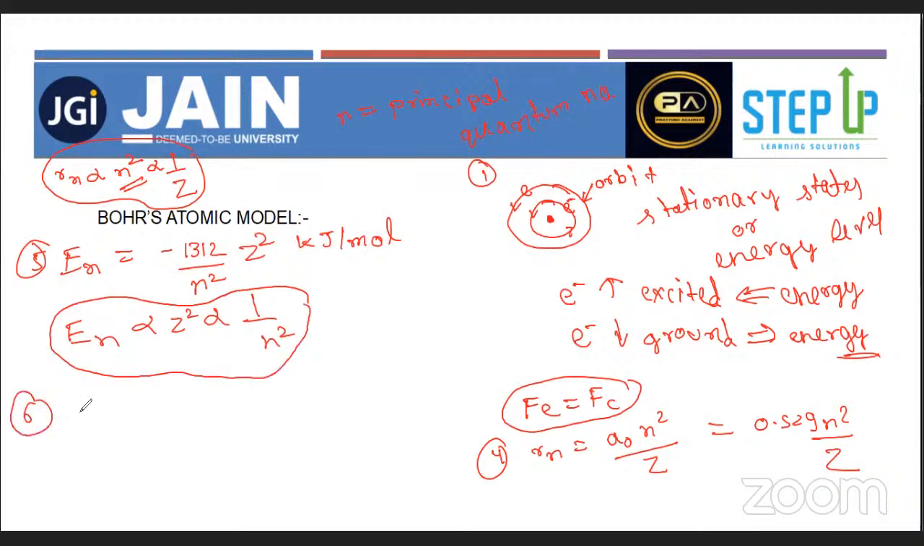Now, when I'm talking about the velocity of the nth orbit, that is given by 2.188 into 10 raised to 8 upon z upon n. This is again centimeter per second. Now from here, I can write that velocity is directly proportional to z and inversely proportional to n.